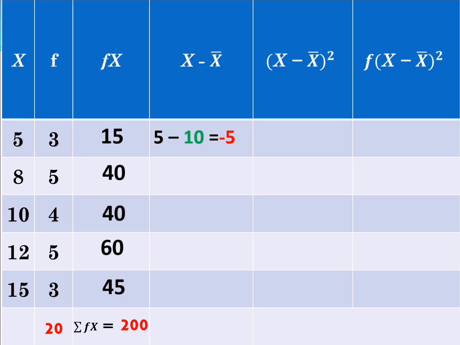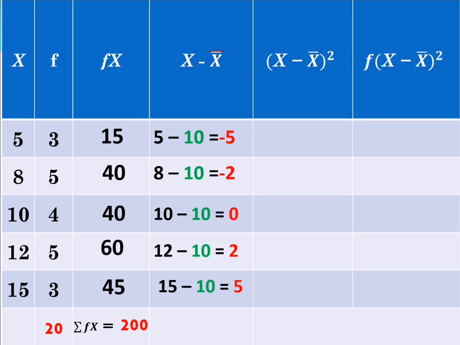Therefore, next, ang susunod nating column yung x minus mean. So, x, ito yung value natin ng x, minus natin yung mean na 10 na na-compute natin from the previous computation. 5 minus 10, that is negative 5. And then, 8 minus 10, it gives negative 2. 10 minus 10, it gives 0. 12 minus 10, that is 2. 15 minus 10, that is 5.